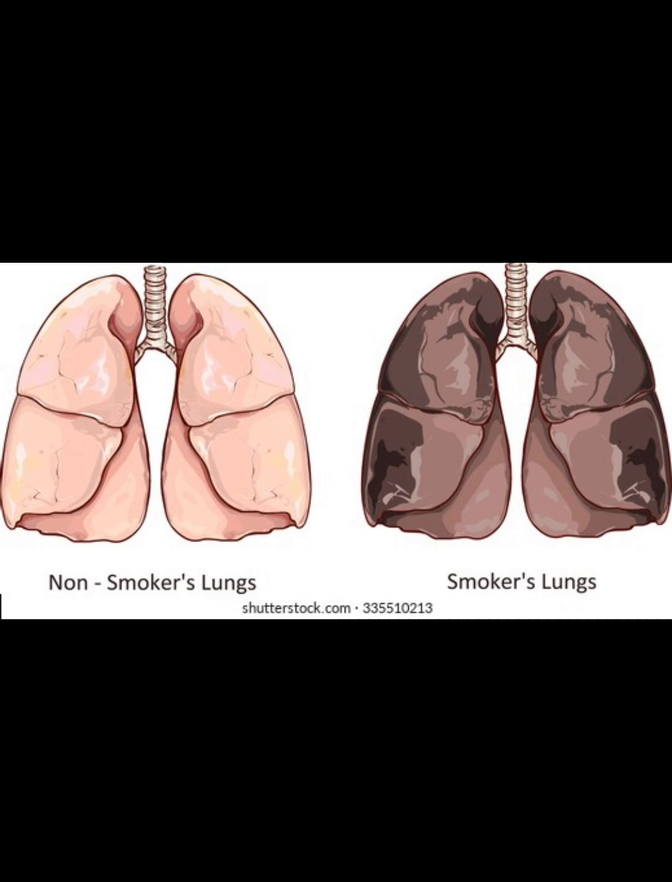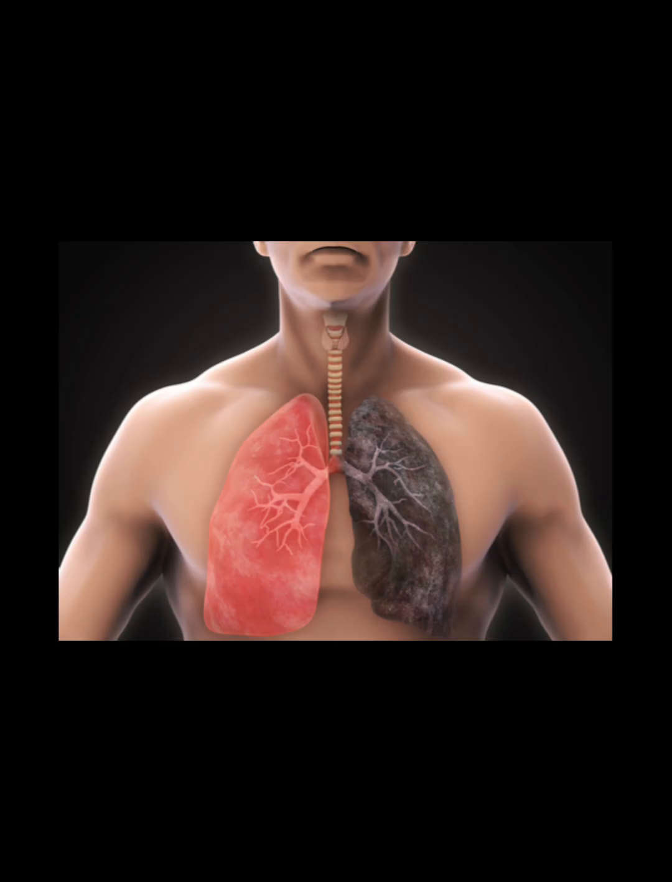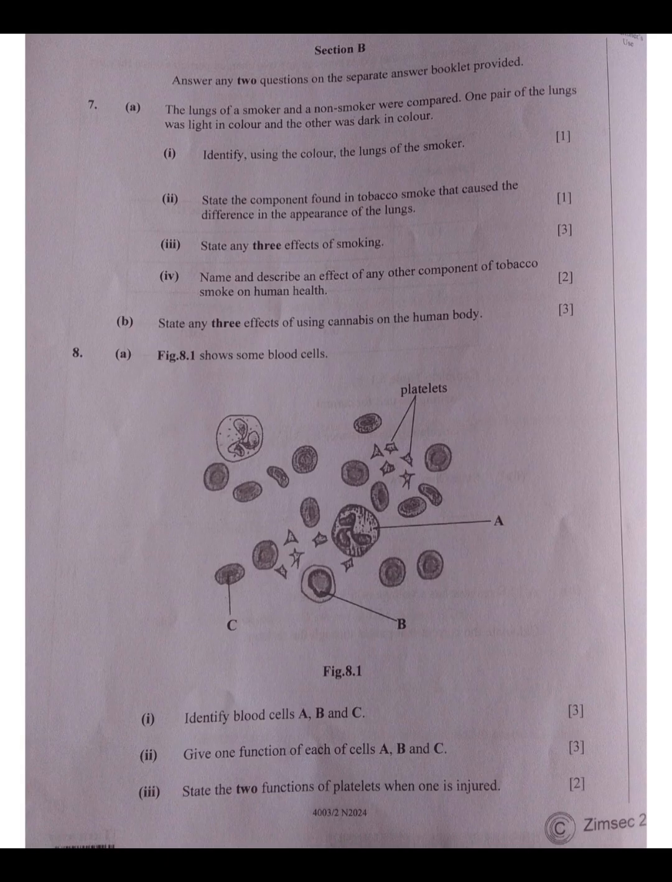And then on part 2, state the component found in tobacco smoke that caused the difference in the appearance of the lungs. So the component is known as tar. When someone smokes, the tar from the cigarette smoke is going to accumulate in the lungs, causing a darkening of the lung tissue.